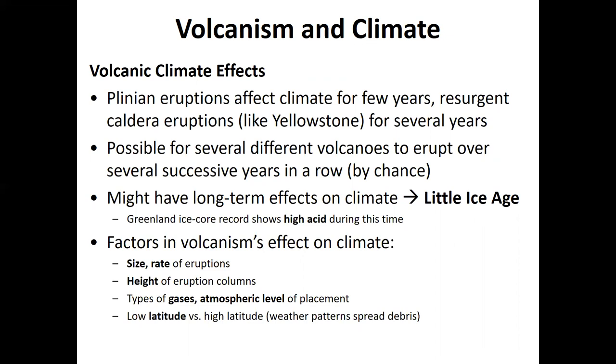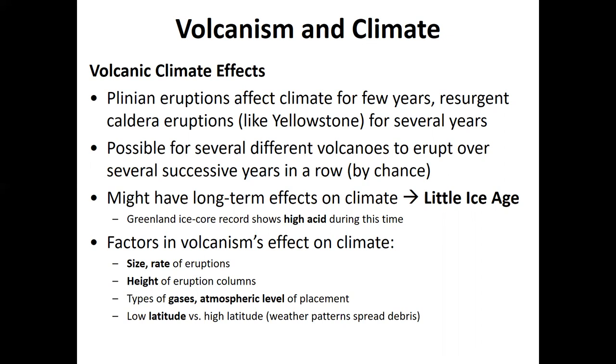So we have seen potential evidence of this in Greenland ice cores. Those ice cores show records of very high acid content during these periods of time. There were multiple volcanic eruptions within a relatively short period of time from each other, which had a cooling effect on Earth's climate.